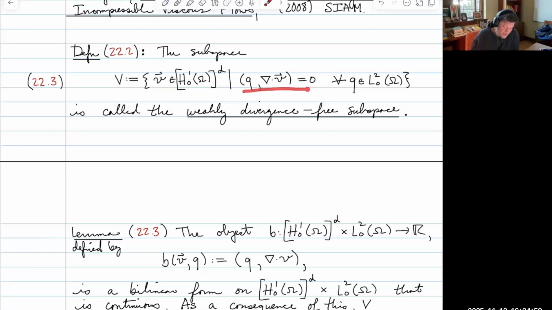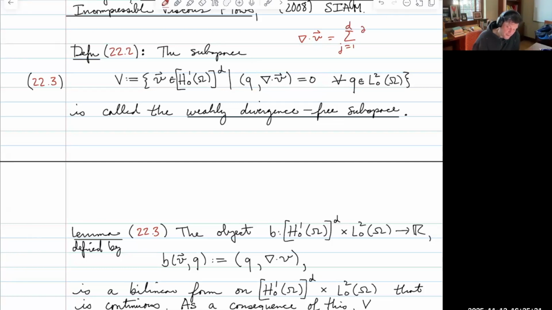And this bit here is what we call weakly divergence-free. Now, each V is in H1, so I can take its divergence. I hope you remember what the divergence operator looks like. Divergence means you take the derivative of each component of V, right? So what is the divergence of V? It's the sum, j equals 1 to d.